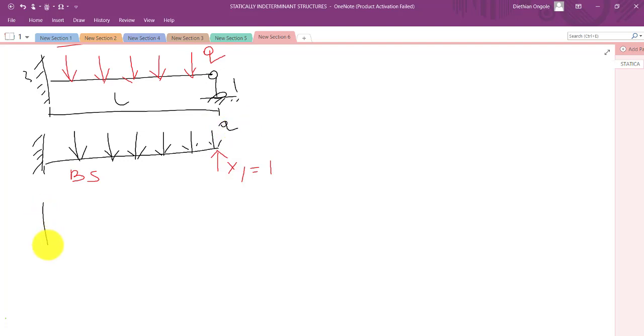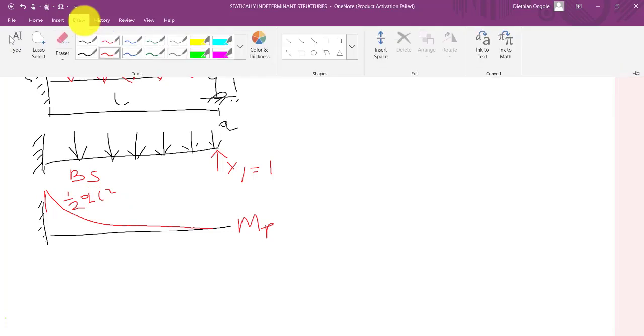If I draw the bending moment diagram due to the original loading, this system here has the action of distributed load. So under the action of distributed load, my bending moment diagram would be like this, since it is a cantilever beam. And at this peak point, I would have a value of half QL squared.